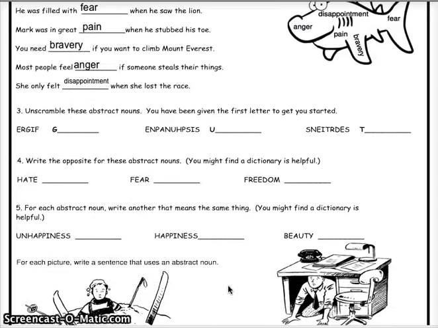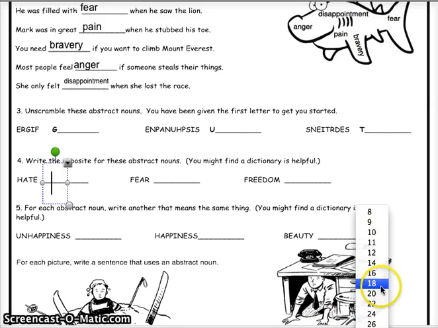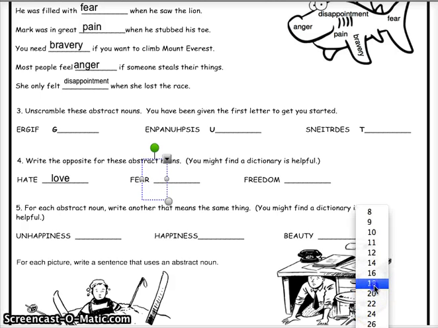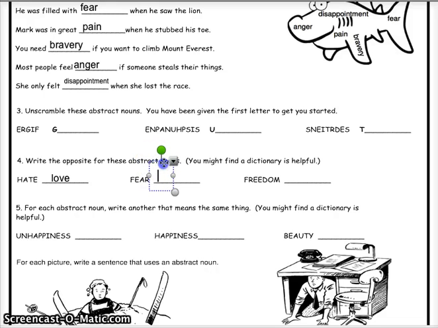Write the opposite for these abstract nouns. Okay, you might find a dictionary, and that might be helpful for you. Remember, the opposite is kind of like an antonym. So let's think of hate. What is the opposite of hate? I would say love is an opposite of hate. It's an emotion. You can love somebody. Okay. Fear. What is the opposite of being fearful, being afraid? That'd be bravery. Yeah, bravery. We'll put bravery.